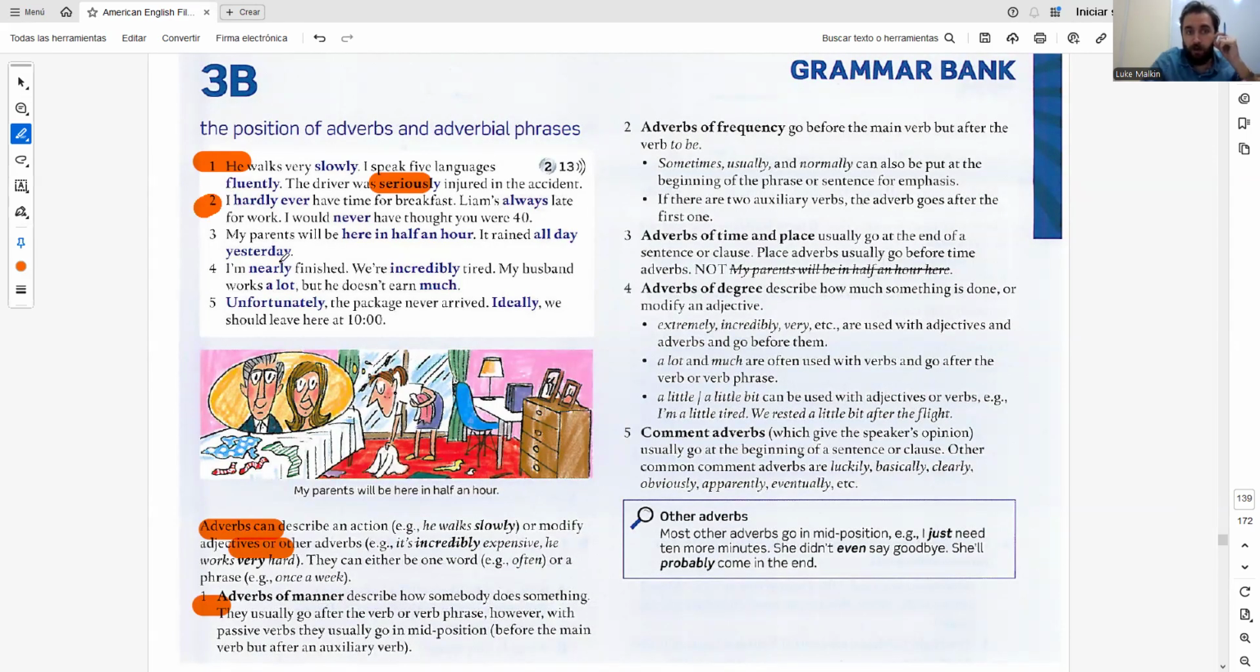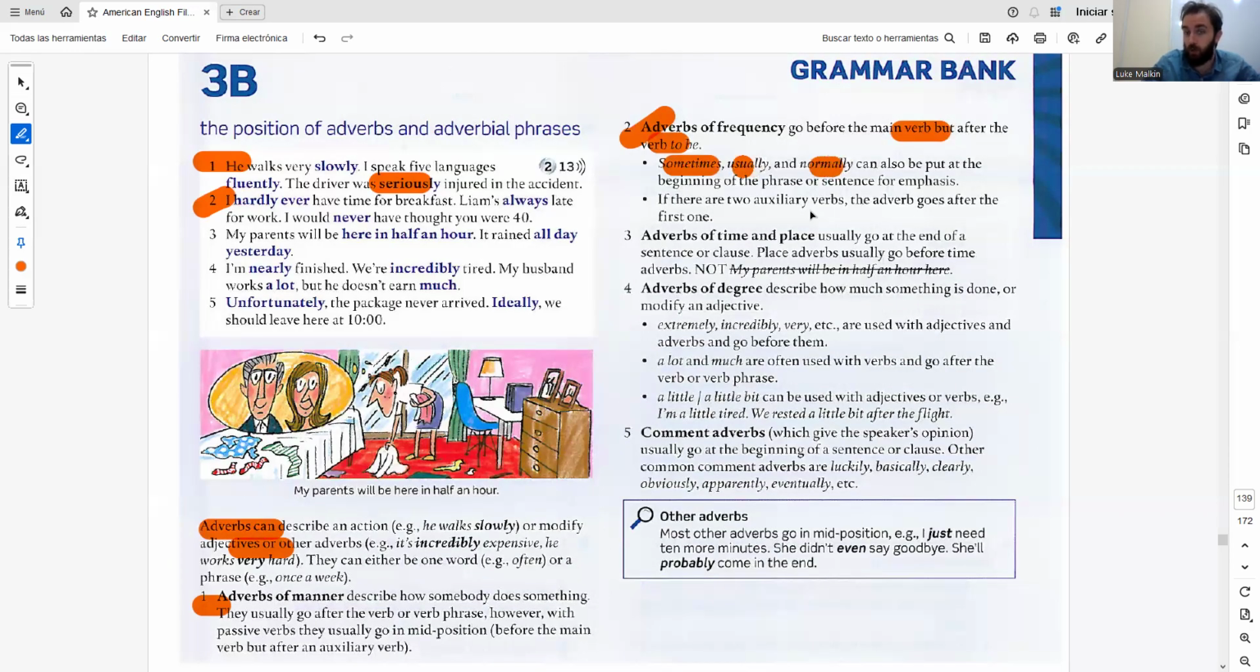Number 2: I hardly ever have time for breakfast. Liam's always late for work. I would never have thought you were 40. We saw these back in level 1 and level 2. These are adverbs of frequency, and they go before the main verb but after the verb to be, right? This is how often you do something, right? Always, usually, sometimes, never, adverbs of frequency.